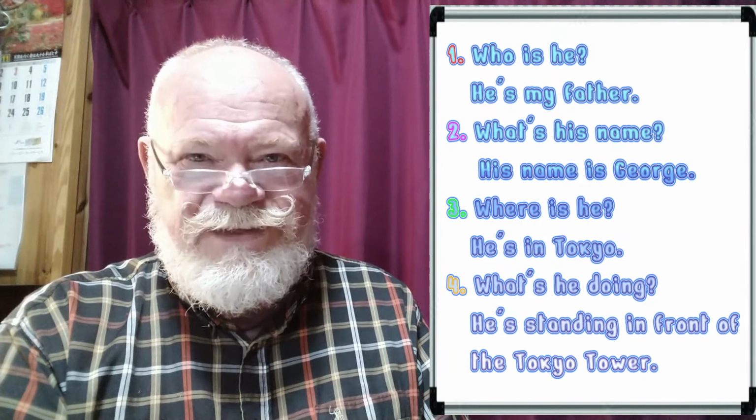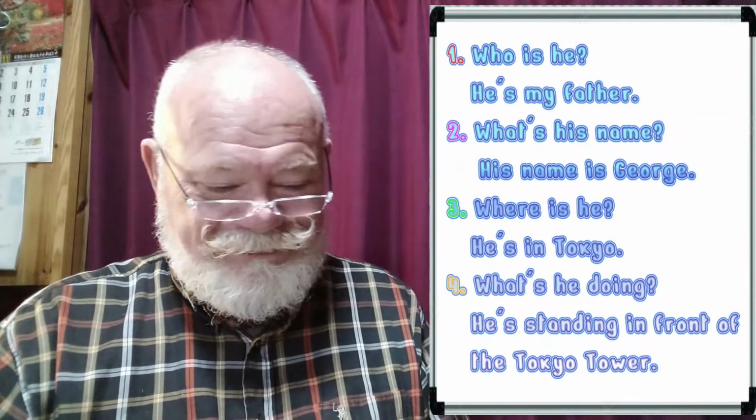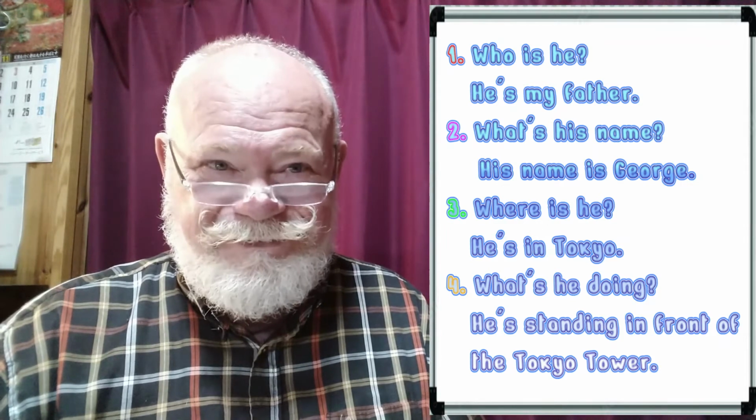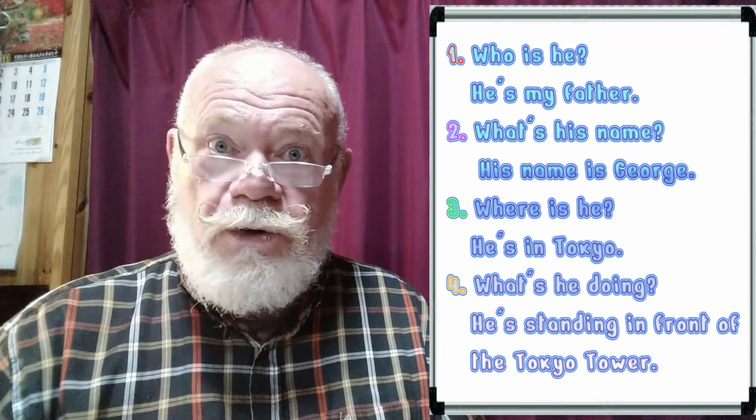He's my father. What's his name? His name is George. Where is he? He's in Tokyo. What's he doing? He's standing in front of the Tokyo Tower. Have you been to the Tokyo Tower? I haven't.